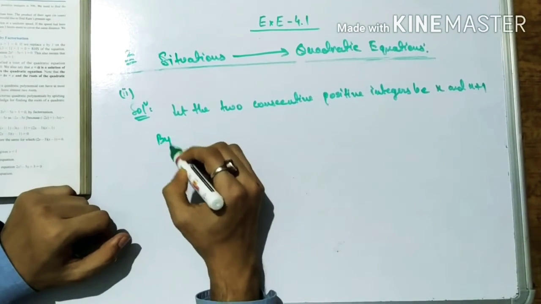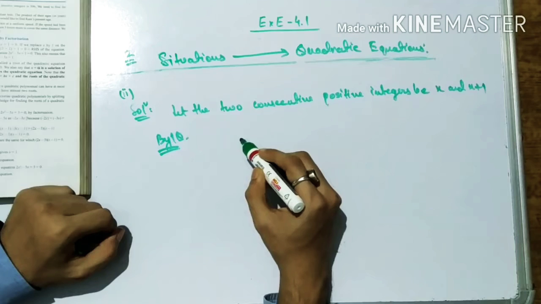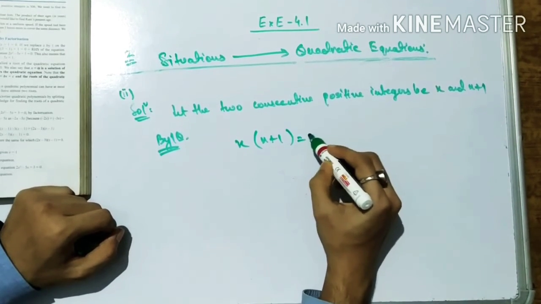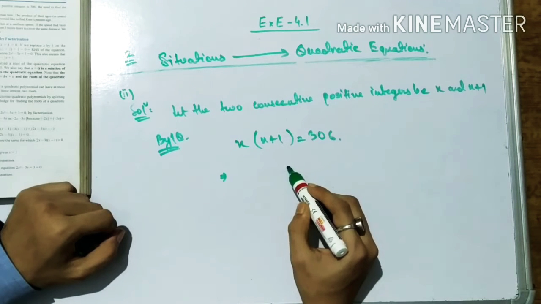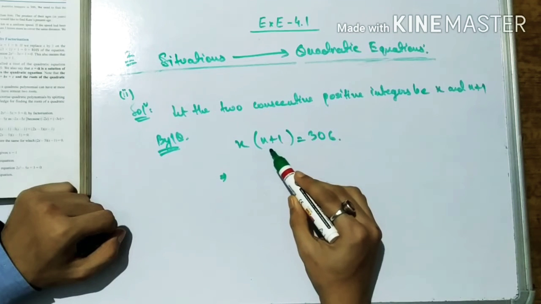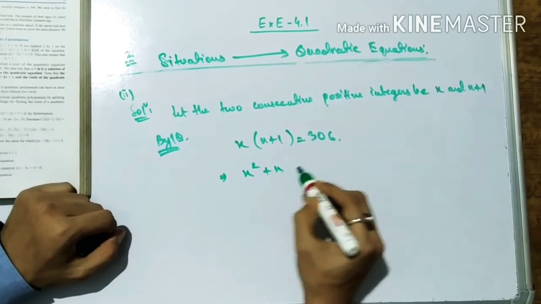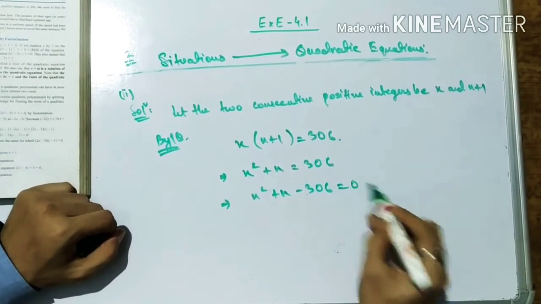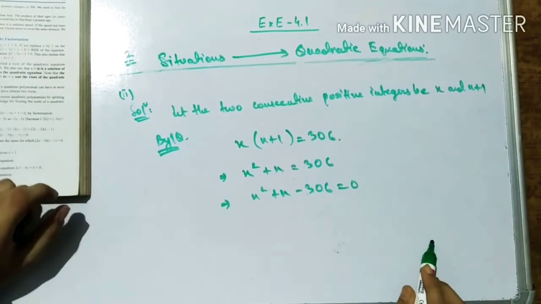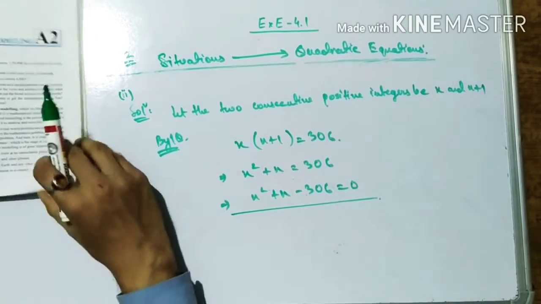So by question, what is given? Product of two consecutive positive integers is 306. So by question I can write x into x plus 1 is equal to 306. We need to find the integers. If I multiply it, I will get x square plus x is equal to 306. So x square plus x minus 306 is equal to 0. Understand? This is our quadratic equation.